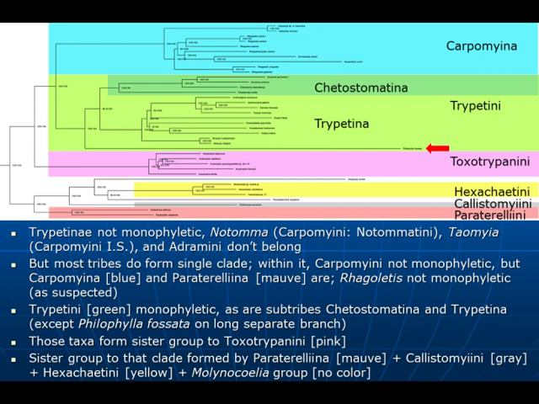Ragulatus is not monophyletic, as suspected. Trypotina is monophyletic, as are the subtribes Ketostomatina and Trypotina, except for one taxon that looks like a problem there. And those taxa then form the sister group to the Toxotryponini, which is Anastropha, and the sister group to that clade is formed by Paratrelliina, Callistomyina, Hexacutina, and Coelia group.